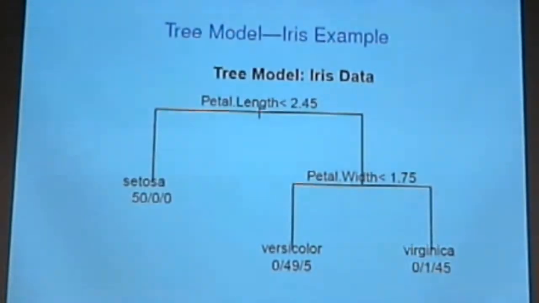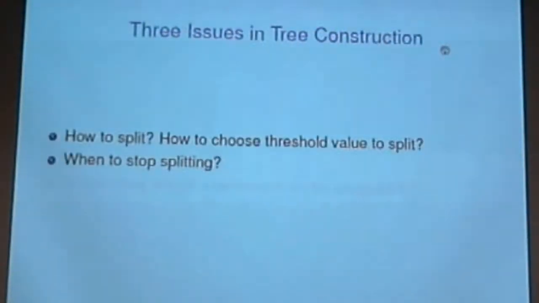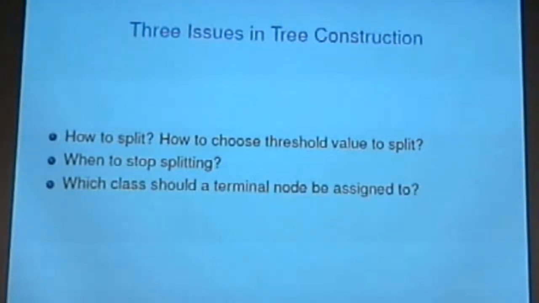So how do we determine that? This is the subject that we talk about here: how this threshold value is chosen to split, and when to start splitting, because you can grow a tree indefinitely, and the tree model becomes more complicated, with small nodes making the result more complicated. And which class should a terminal node be assigned to? Of course, we already talked about that. We use a majority vote.